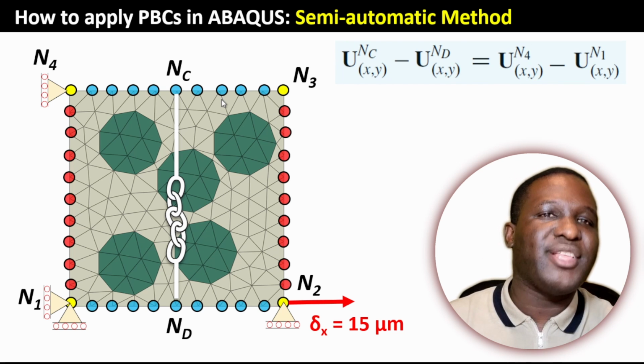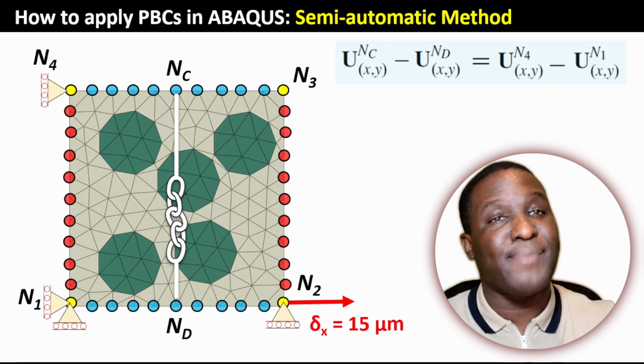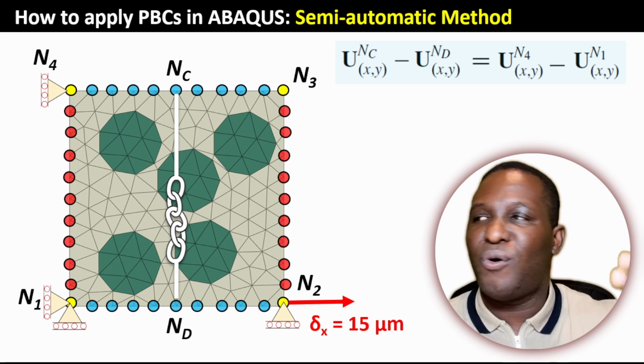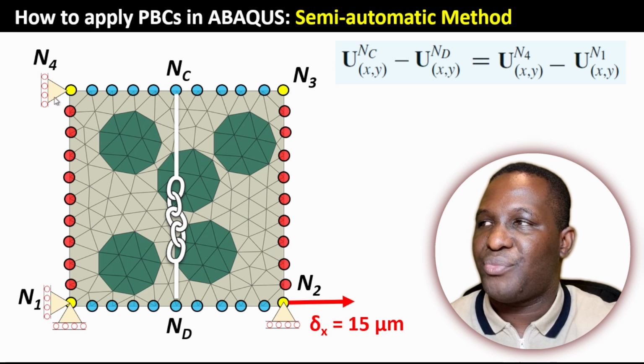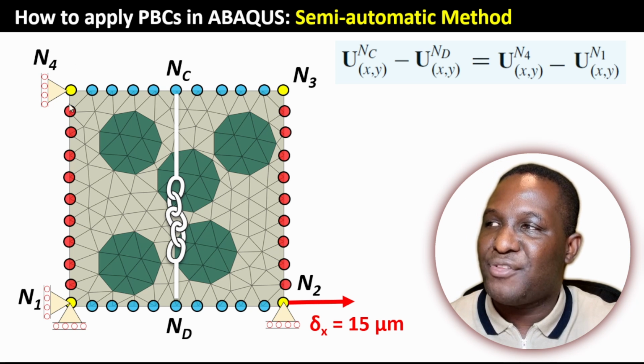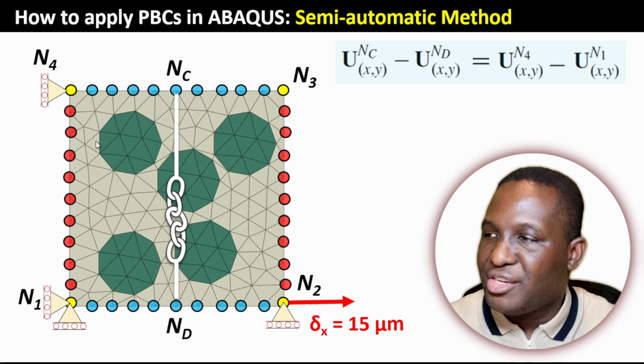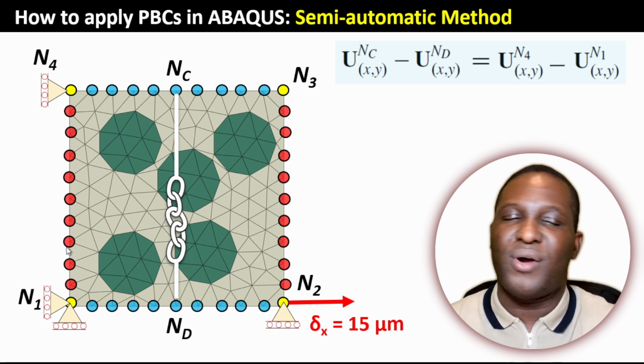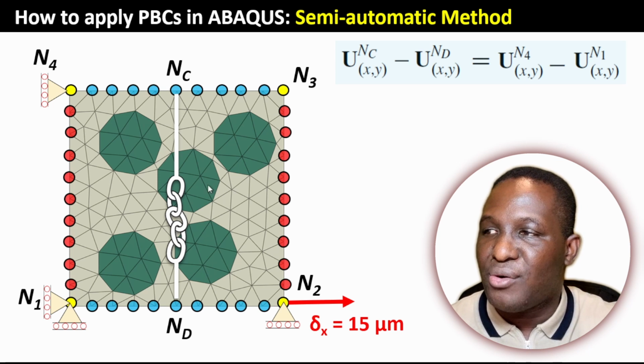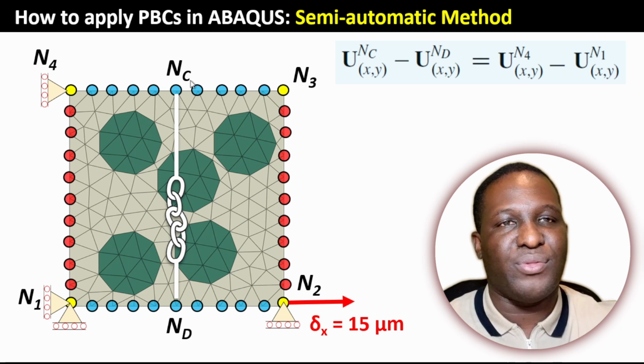So again, we've got the same equation. Node C minus node D displacement should be equal to node 4 minus node 1. Clearly node 4 will have to slide down due to the Poisson effect, and so there is a deformation due to the Poisson effect between node 4 and node 1, and that has to be mirrored with what's happening in node C and node D.